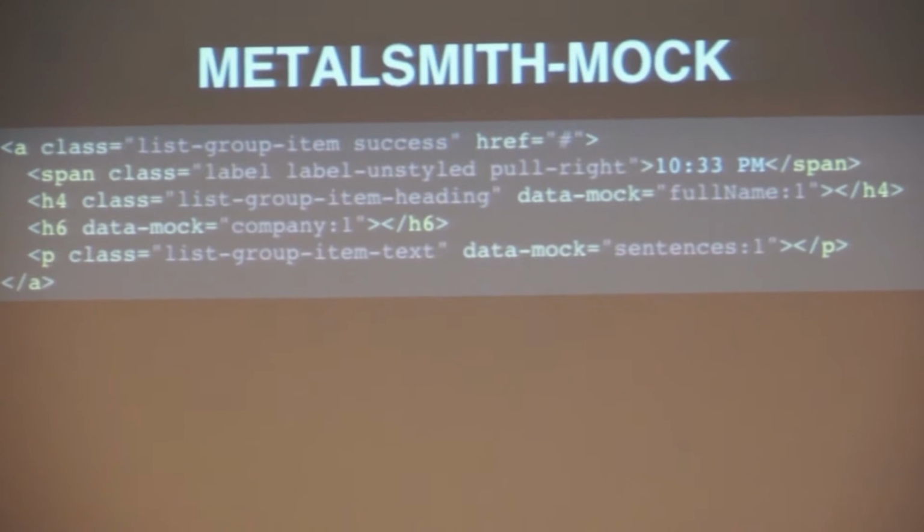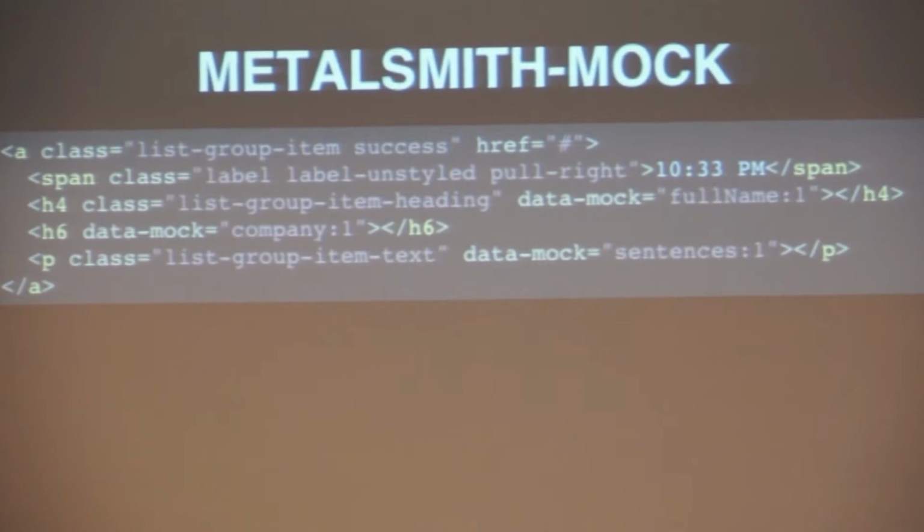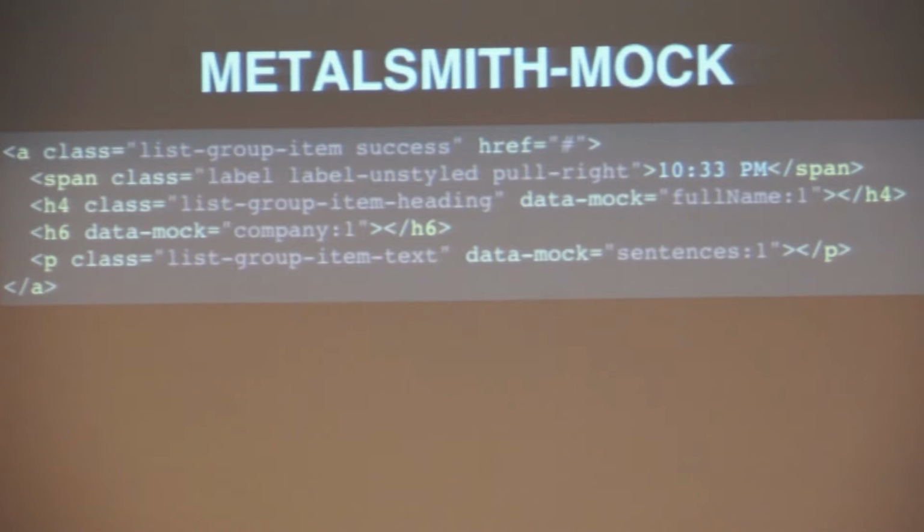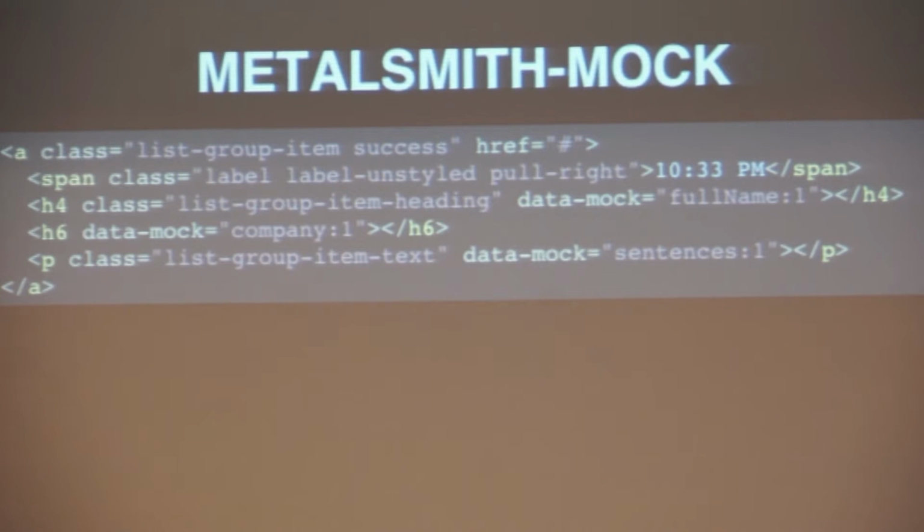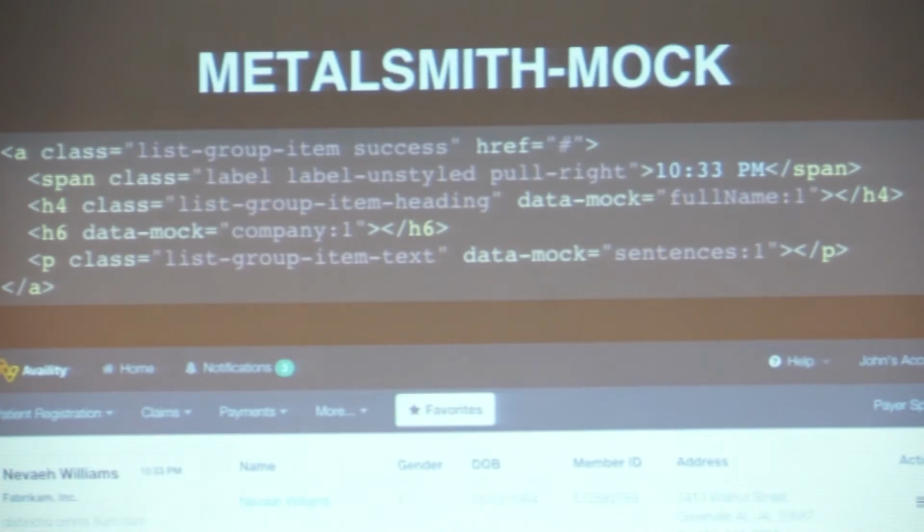So what Metalsmith Mock does is you just pepper your DOM with the data mock attributes, and you tell it what you want it to fake out. And the :1 that you see up there is the profile that you want to use. So it looks up in a registry, and if there's no profile one, it creates one with all this fake information. And if you use that same profile throughout the site that you're generating, it'll use the same names, addresses, you name it.